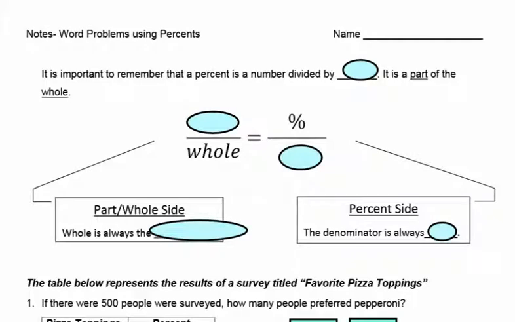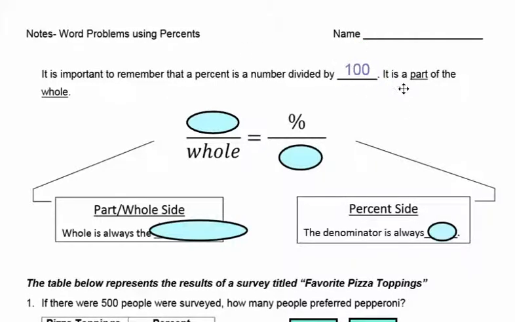Alright, what we're going to learn about next is word problems using percent. So not tax, tip, or discount, but just regular percent word problems. When we're dealing with these, it's going to be important to remember that a percent is a number divided by 100 because percents are always out of 100.